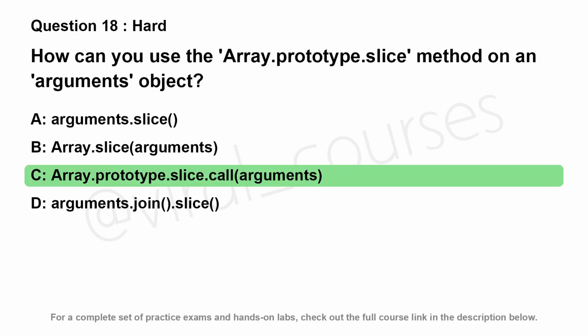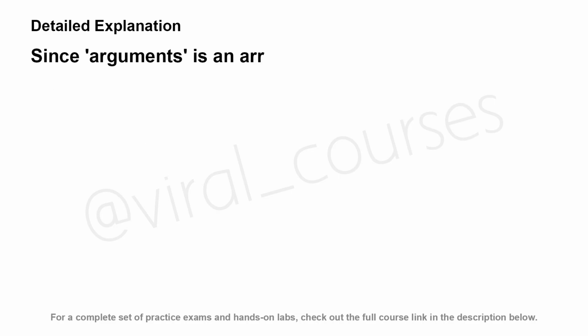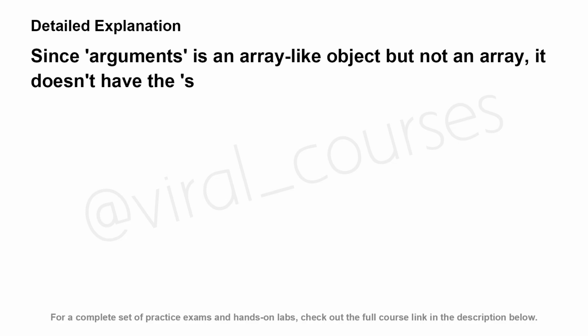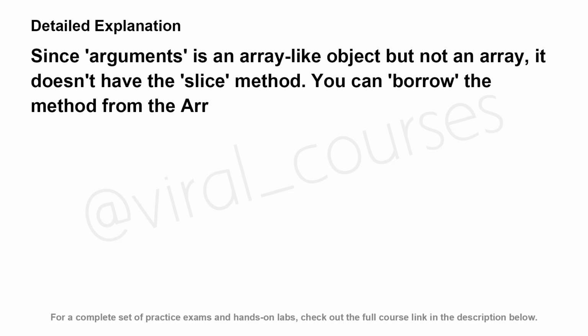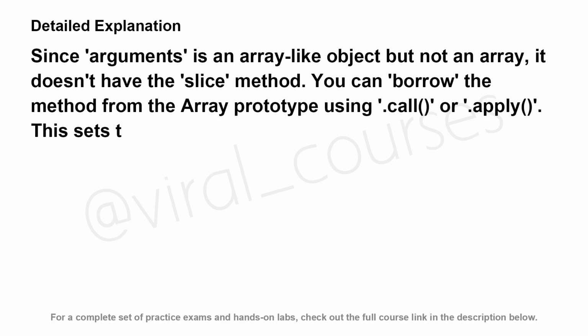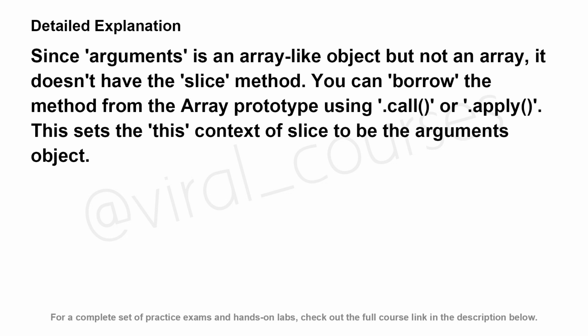The correct answer is C. Since arguments is an array-like object but not an array, it doesn't have the slice method. You can borrow the method from the array prototype using call or apply. This sets the this context of slice to be the arguments object.